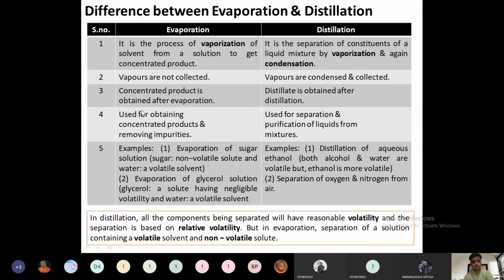The examples for evaporation: one is juice concentration, and the next one is evaporation of a sugar solution. In the sugar solution, sugar is a non-volatile solute and water is a volatile solvent. So the volatile solvent we leave to the atmosphere, whereas the non-volatile solute we consider as our useful product. So this is an example for evaporation.